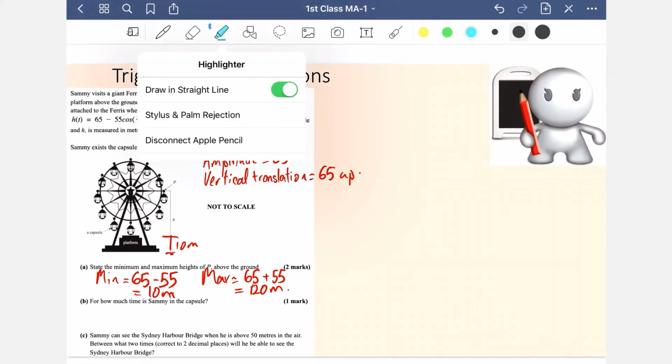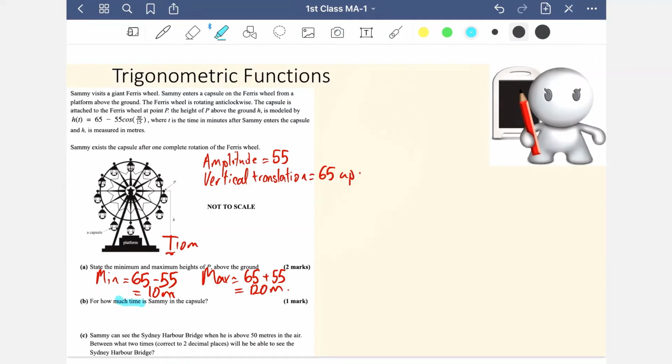Next one, how much time is Sam in the capsule? Now, look at our coefficient. Okay, so look at this function. Well, it's the height compared with time. Okay, so the period is in fact in terms of t. So my time, well, it's a cosine function. So the period of a normal cosine function is 2 pi, and I'm going to be dividing it by the coefficient of t. Now put that into your calculator, you're going to get 30. Reread the question, time is in minutes.